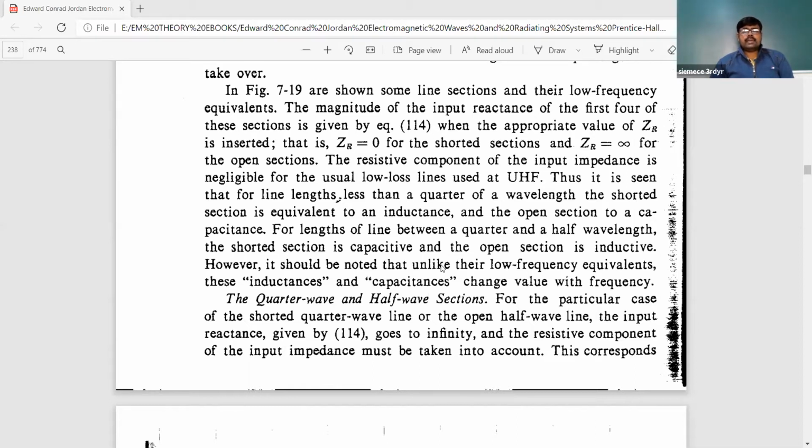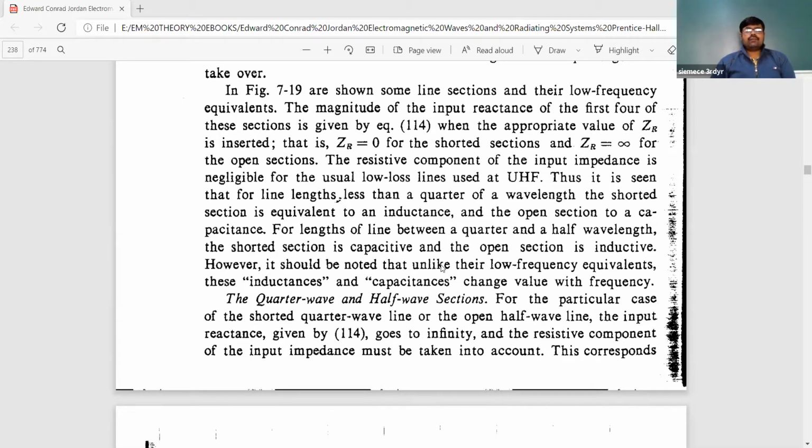We have seen that the resistive component of the input impedance is negligible for the usual low loss lines. The resistive component is basically the R value we are getting. So the resistive component of the input impedance is negligible for the usual low loss lines used at UHF, that is, low loss lines used at ultra high frequency.